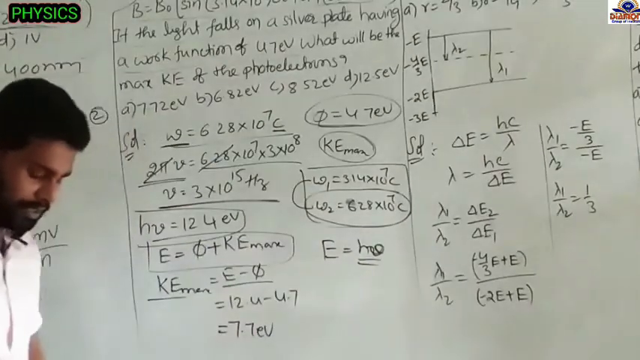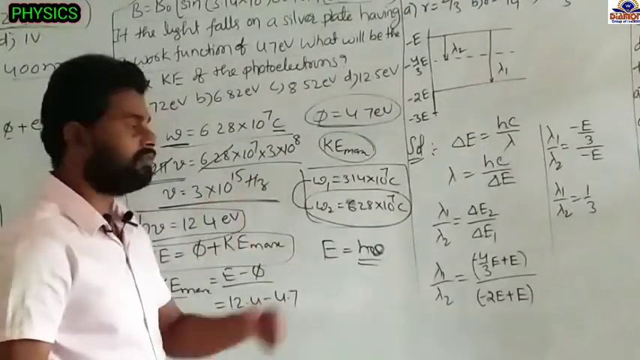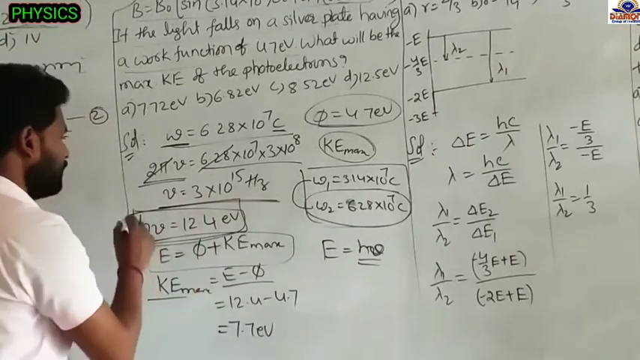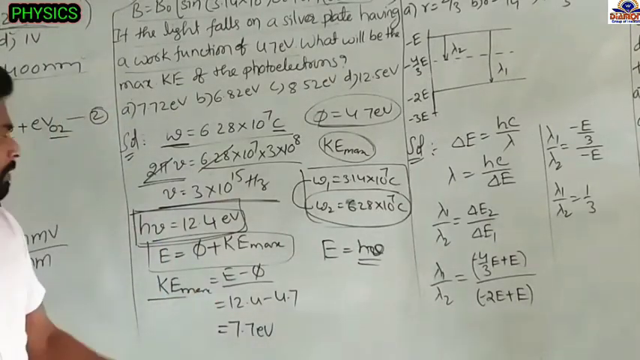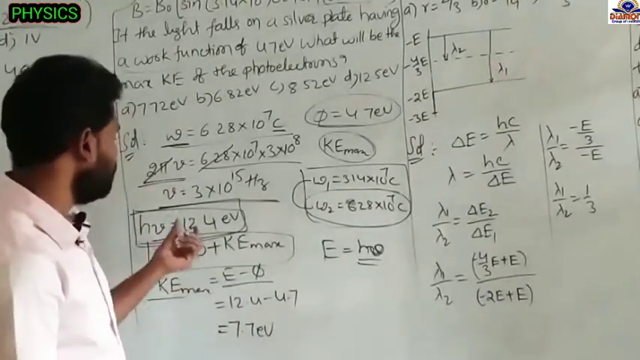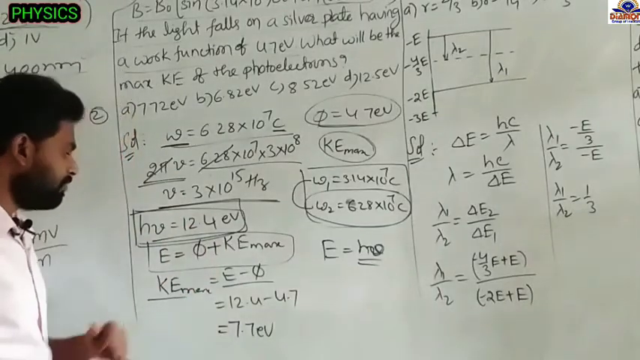The h value is 6.6 into 10 power minus 34 joule second, and the nu value is 3 into 10 power 15 hertz. If you multiply and convert into electron volts, we will get the value 12.4 electron volt. Remember this value; in any further problem, we can directly use this value. Now we can use this value only, 12.4 electron volt.